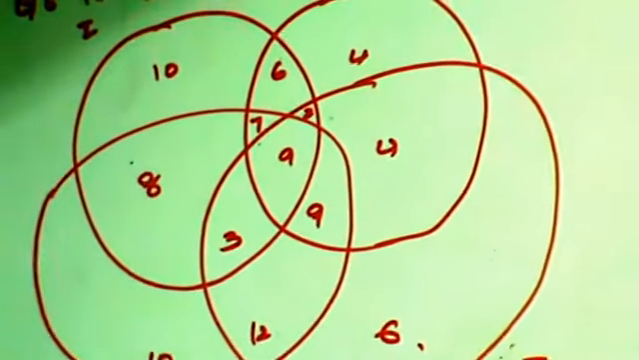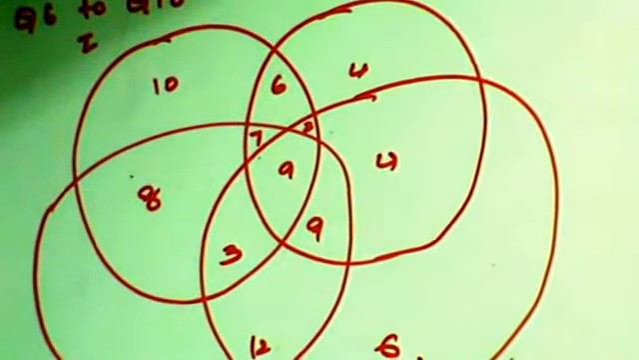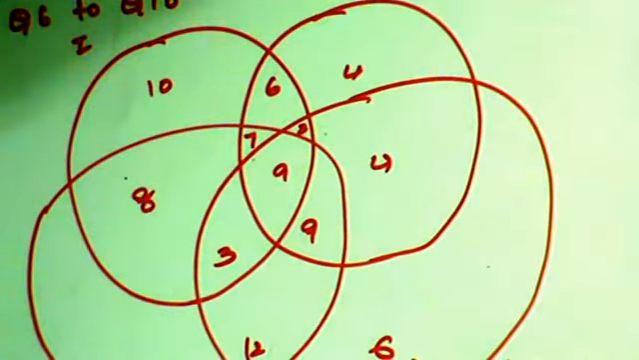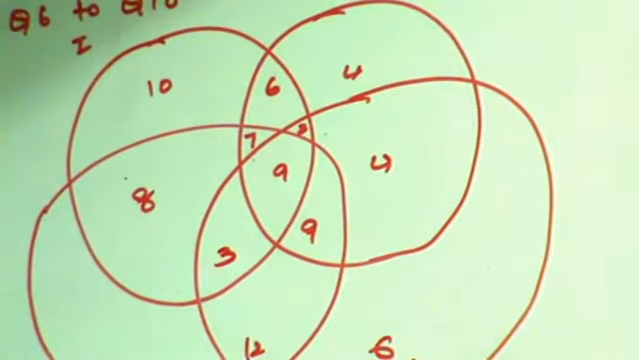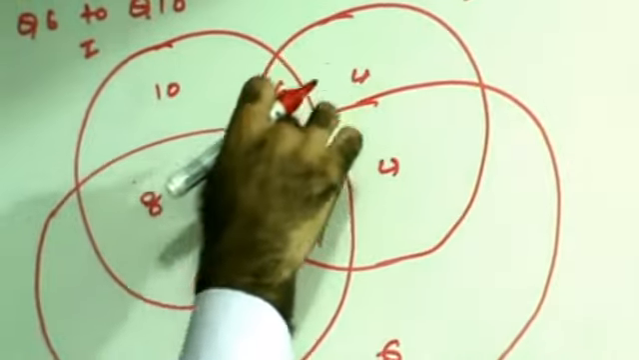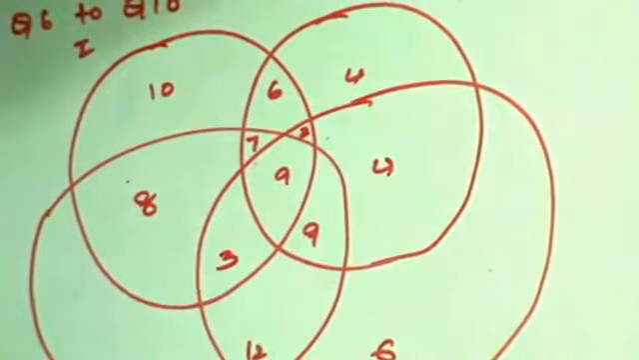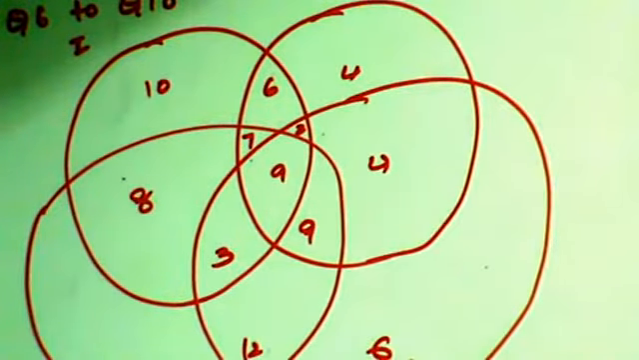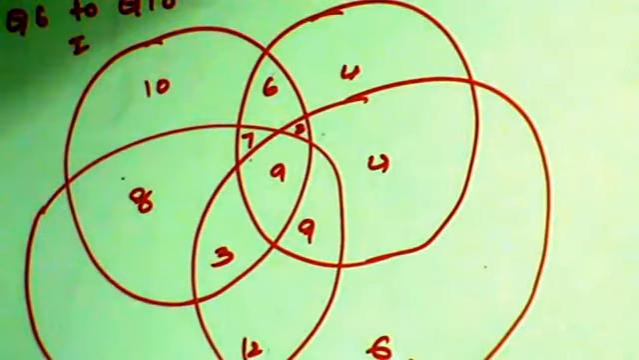Circle 2 indicates people who play cricket. Now how do I find that out? 4 plus 6 plus 7 plus 2 plus 9 plus 9 plus 4, which should come to say 41. Then circle 3 indicates people who play badminton.